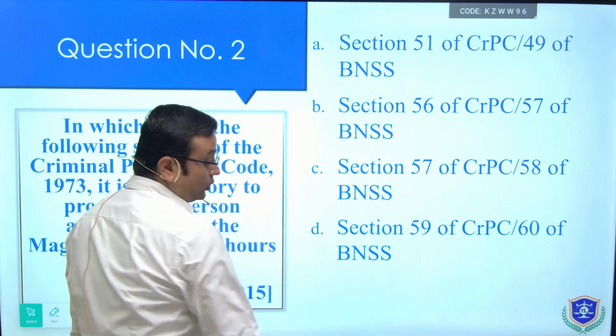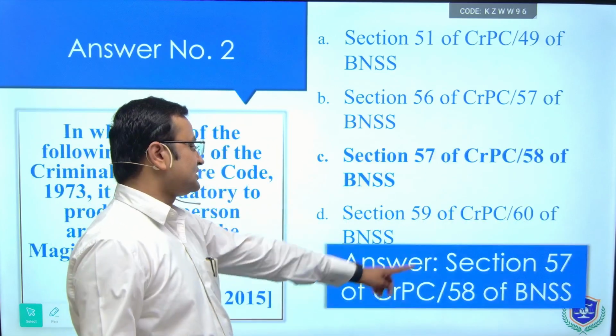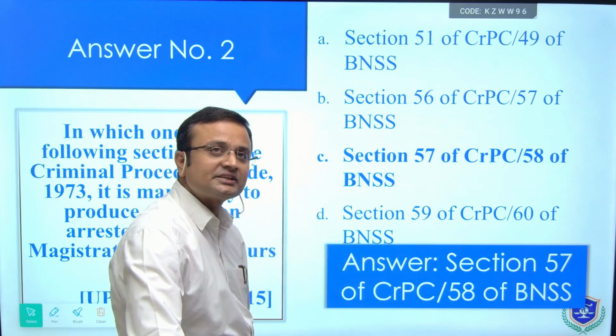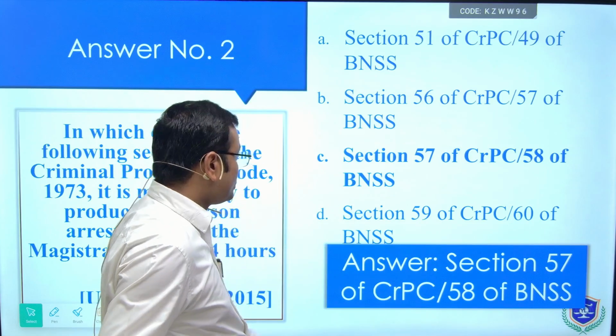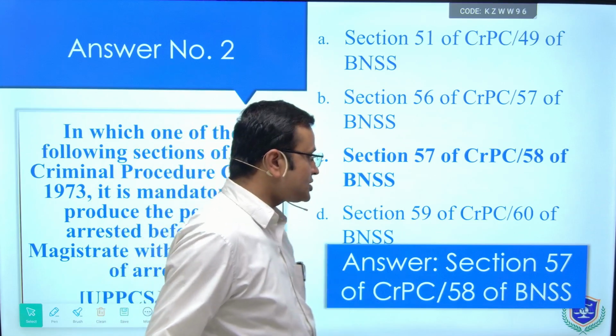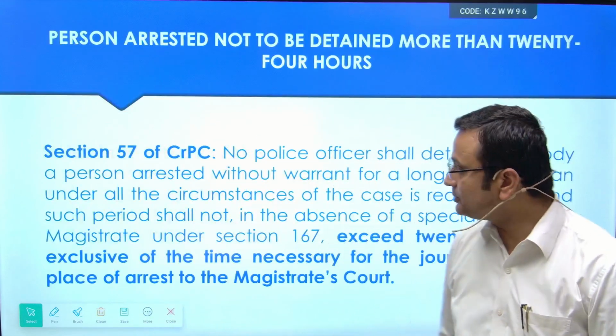Let's see what the answer of this is. So the answer is section 57 of CrPC, or now in BNSS section 58. So option C is correct. Now see the explanation for the same.